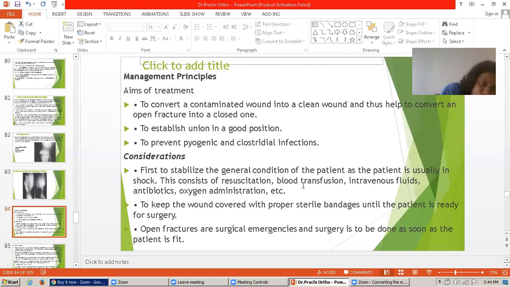Then, keep the wound covered with a proper sterile bandage until the patient is ready for surgery. So until the patient is ready for surgery, our work is to keep the wound covered with a proper sterile bandage. Open fractures are surgical emergencies, and surgery is to be done as soon as the patient is fit.